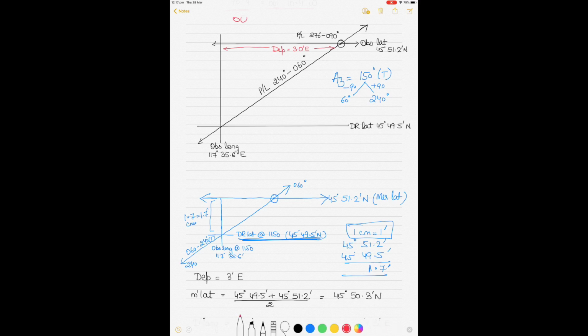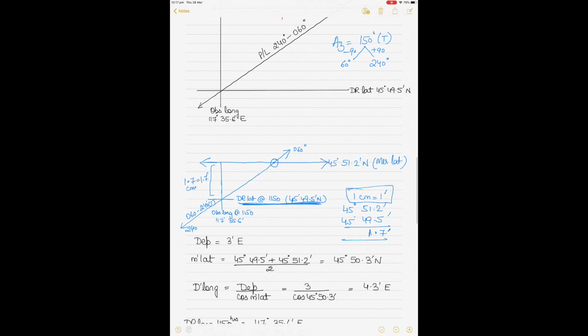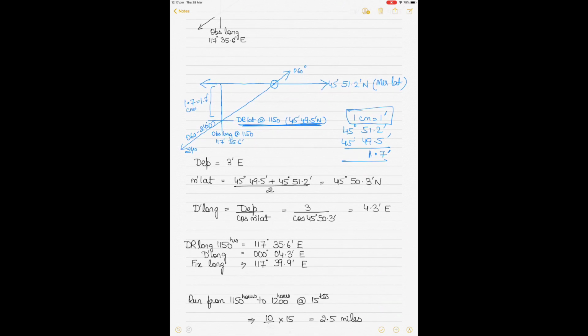Alright, now I'll use a separate pen to show you what I did with the rest of the question. Now what happens is this distance here becomes your departure. If you measure it by scale, and if I'm using 1 centimeter equals 1 minute, maybe you'll get 3 centimeters. This means departure is 3 minutes. And it's on my east side, on the east side of DR lat and observed long.